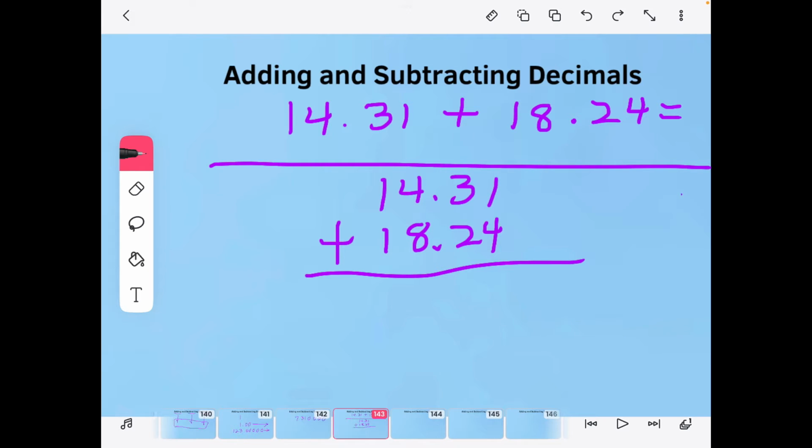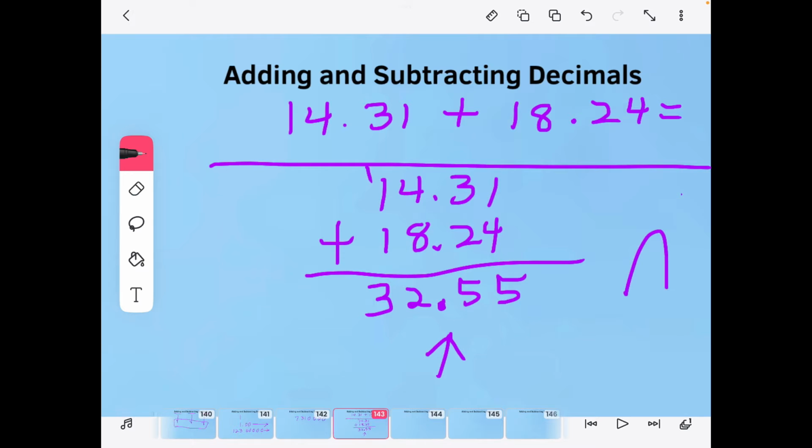Now what should I do first? Put the decimal point there. This way I know it's there. 1 and 4 are 5. 3 plus 2 are 5. My decimal point's there, but I'm going to put a little bit right there to just fill it in. 4 and 2 are 12. Carry the 1. 3. 32.55. My decimal point is there.